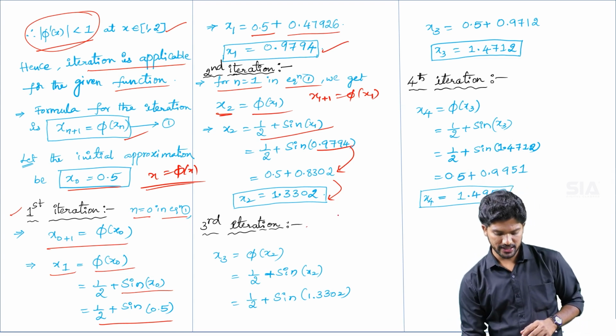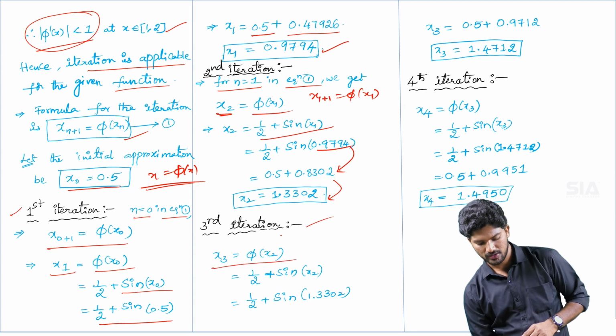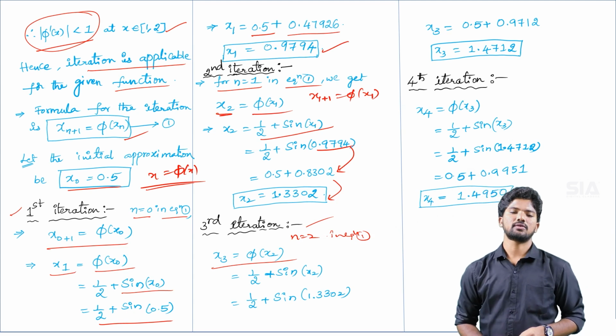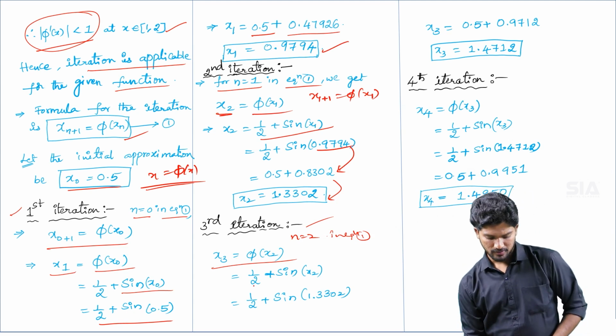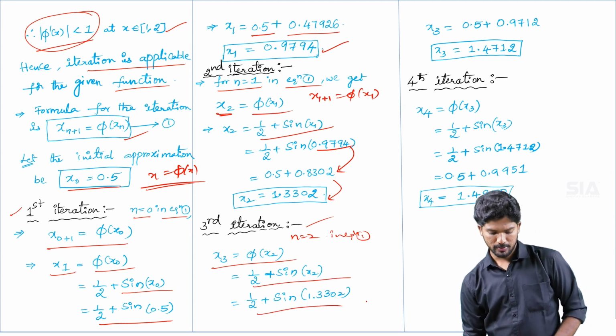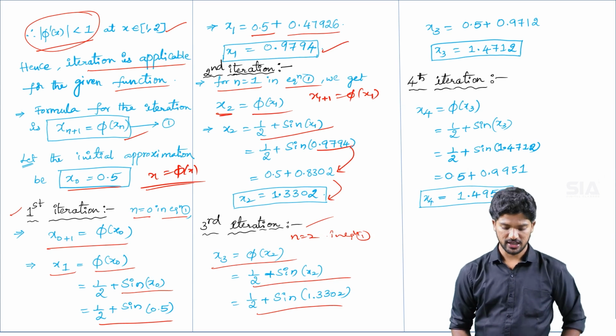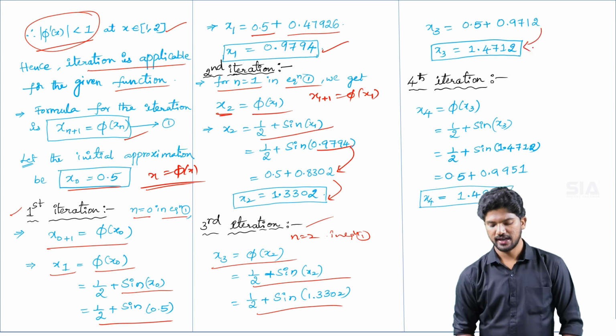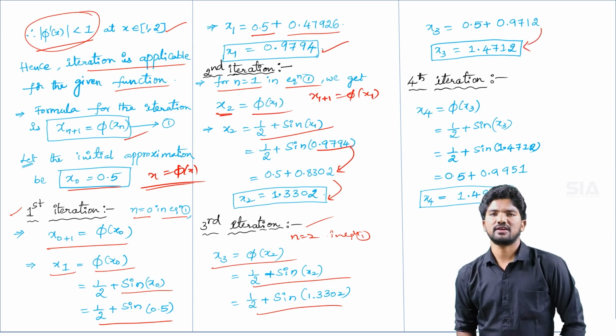Okay, therefore third iteration. In the third iteration, for n is equal to 2 in equation number 1, you will get x3 is equal to phi of x2. Same, 1 by 2 plus sin x2, so 1 by 2 plus sin of 1.3302. If you simplify this, for x3 you will get 1.4712.